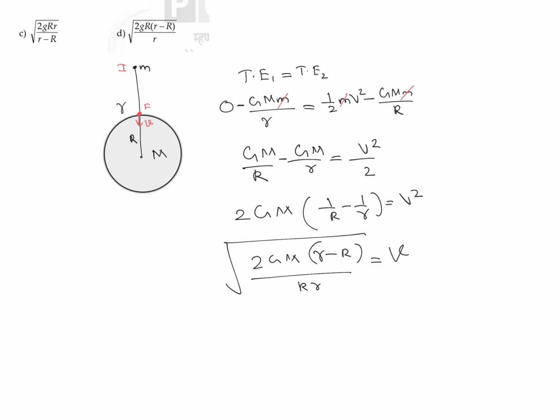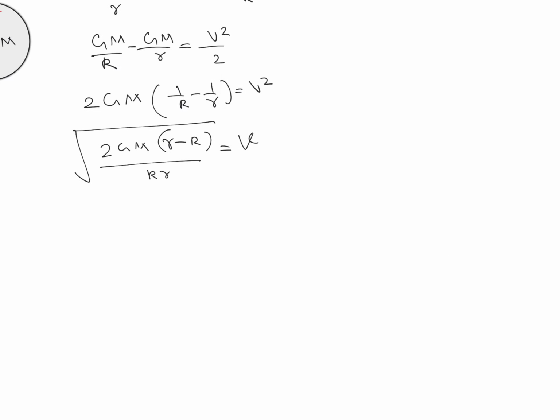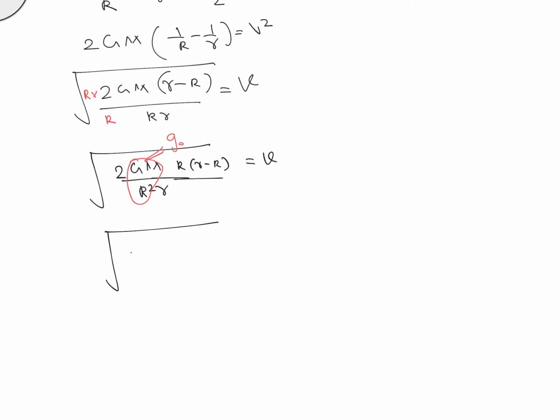Further we can rearrange, because in the options you can observe that it is given in terms of small letter g, and small letter g is GM by R square. So what we'll do is multiply and divide this equation by R. It will be in this form, 2 into GM divided by R square, divided by R into r minus R, equal to the value of v. Now we can observe that this term GM by R square is equal to the acceleration due to gravity on the surface, or g0. So this will be equal to the square root of 2 into g into R into r minus R divided by r, which gives the value of velocity.